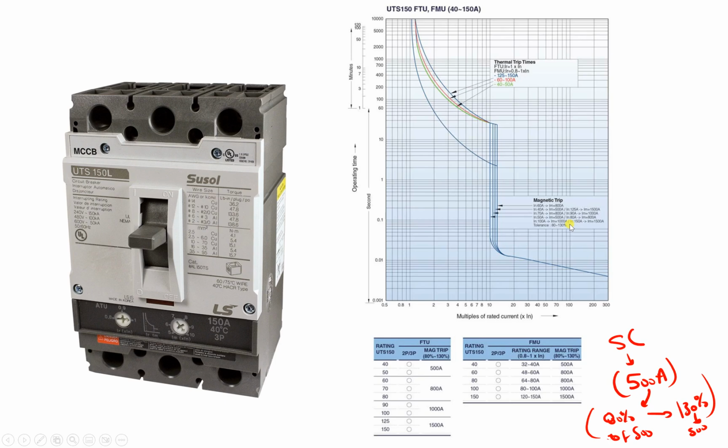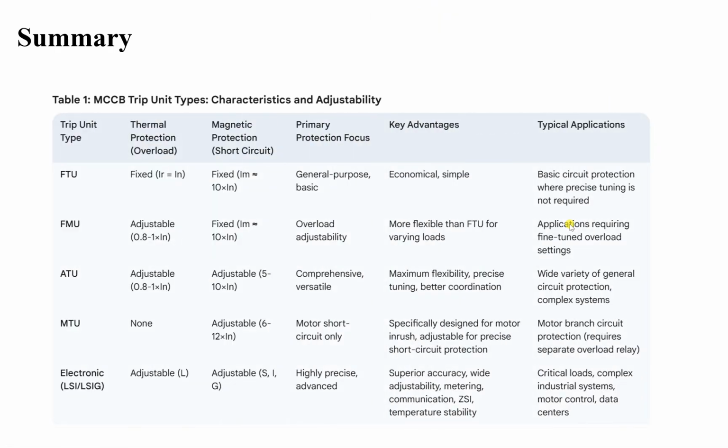So to summarize, these are the trip units that I discussed in the video: fixed magnetic, adjustable magnetic trip unit, and their settings, applications, and advantages. There is another one which is electronic, which I didn't discuss before. Maybe we can discuss it in another lesson.